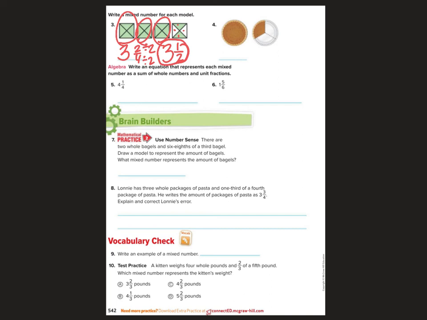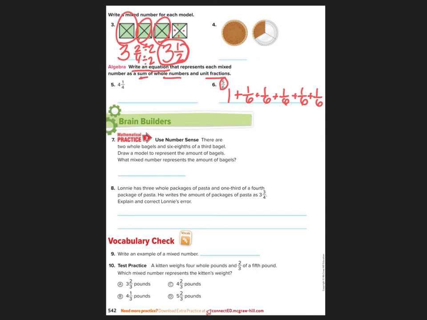I wanted to look at this here. Write an equation that represents each mixed number as a sum, adding, of whole numbers and unit fractions. So I wanted to go over this just in case you get confused when you go to your independent practice. So I have 1 whole plus. Now I've got to break 5/6 into unit fractions. So I had to do 1/6 plus 1/6 plus 1/6 plus 1/6, 1, 2, 3, 4, plus 1/6. And that would make 5/6.